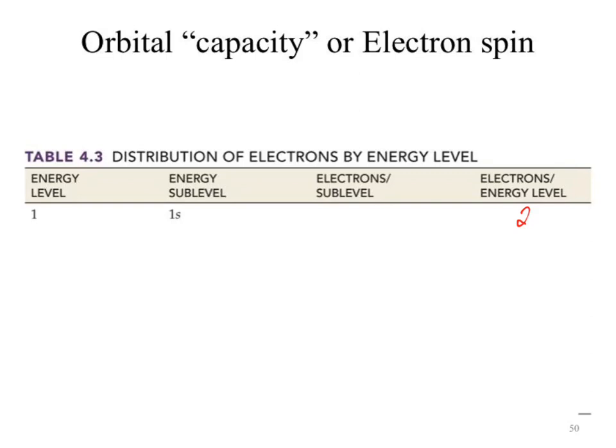What type of orbitals do we have? We have the sphere with one orientation, which means one orbital. Each orbital holds two electrons. Second energy level, how many electrons?